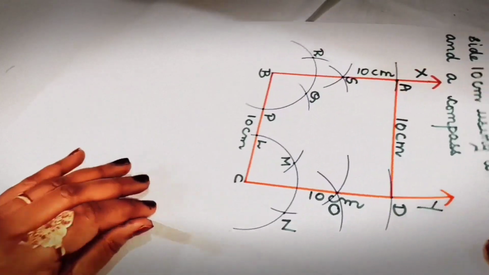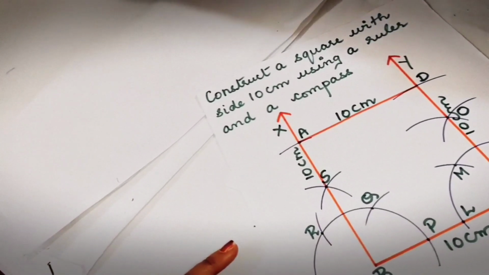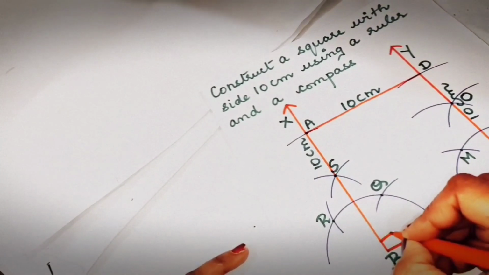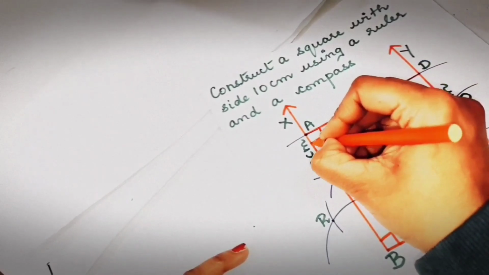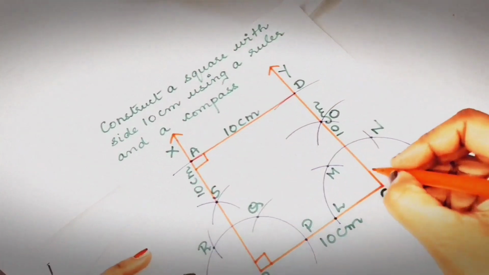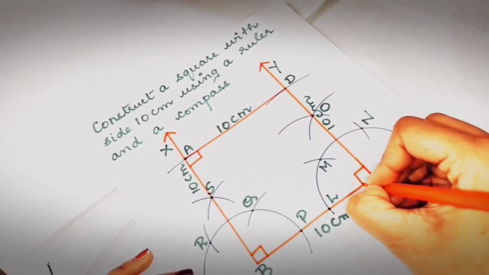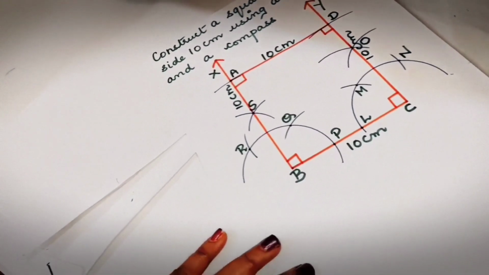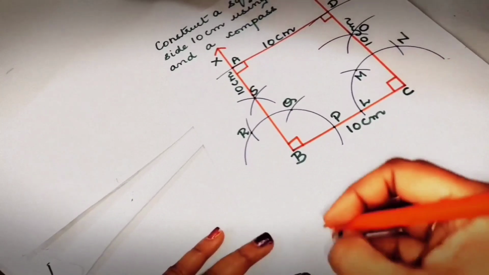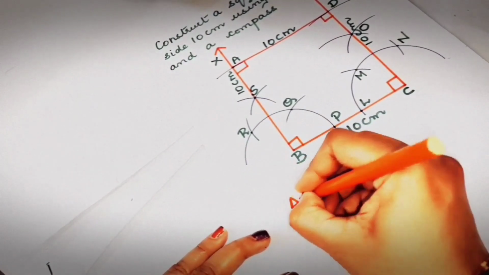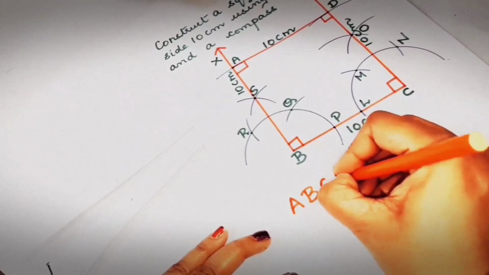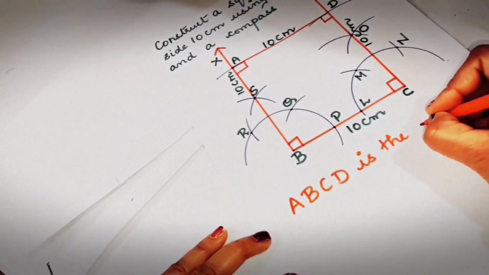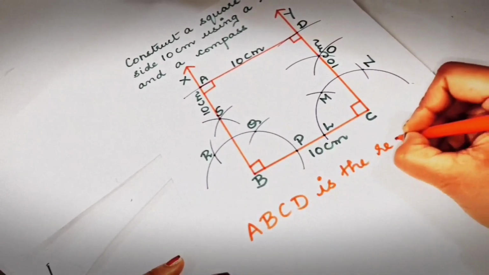Hence, we have drawn a figure where all the sides are of length 10 centimeters as well as all the angles are also 90 degrees. So just like how we have marked our sides, we will now mark our angles also as 90 degrees. Hence, we have completed our drawing. So, which is the square over here? ABCD is the required square.